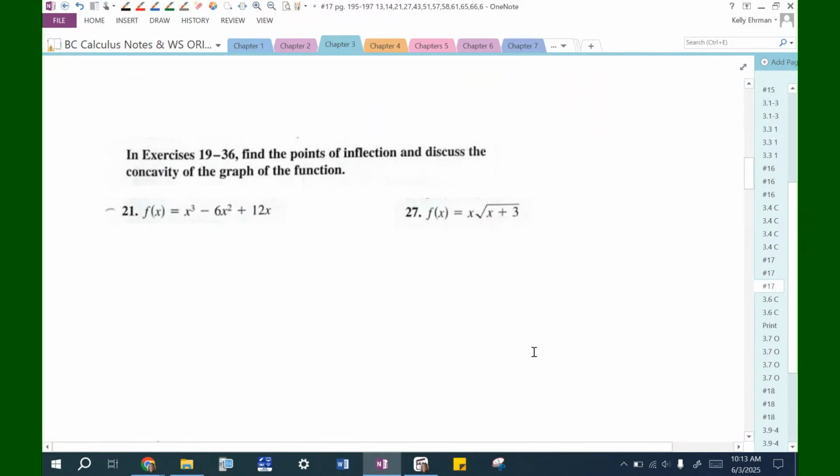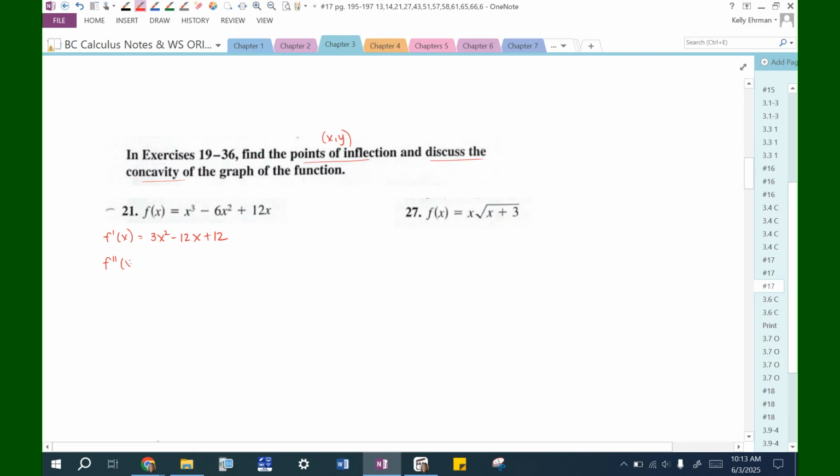All right, next problem. Find the points of inflection. That means that we need the x and y points of inflection and discuss the concavity of the graph. So discussing the concavity will be what we just did before as well. So let's find the second derivative. F prime is 3x squared minus 12x plus 12.